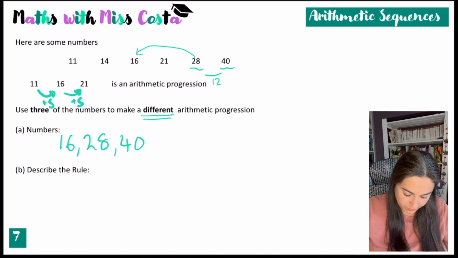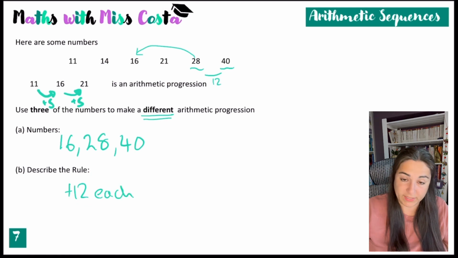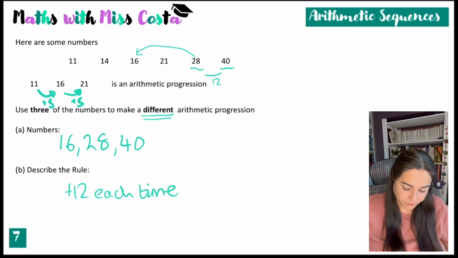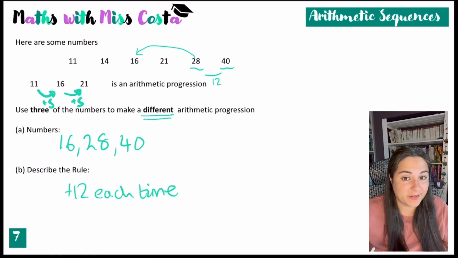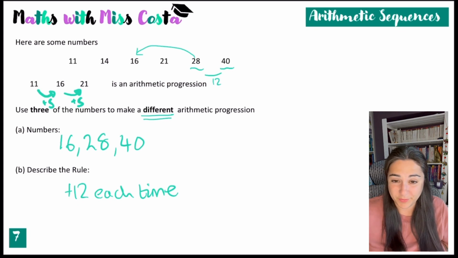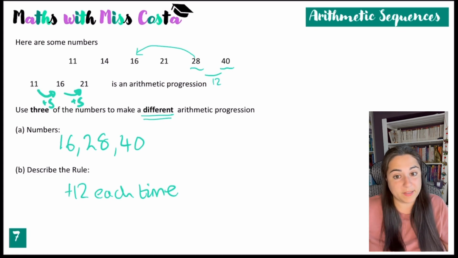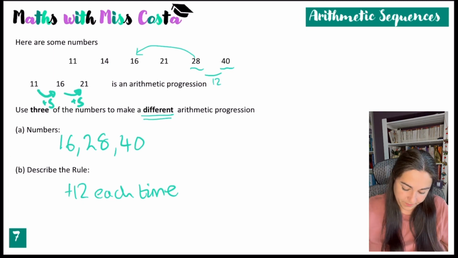So describe the rule, you add 12 each time. And the rule is just what's the difference between each term. It's not asking you for the nth term, which is the rule of the sequence. That's something different, which we'll come on to. Just describing the rule is generally the term-to-term rule. How do you get from one term to the other?